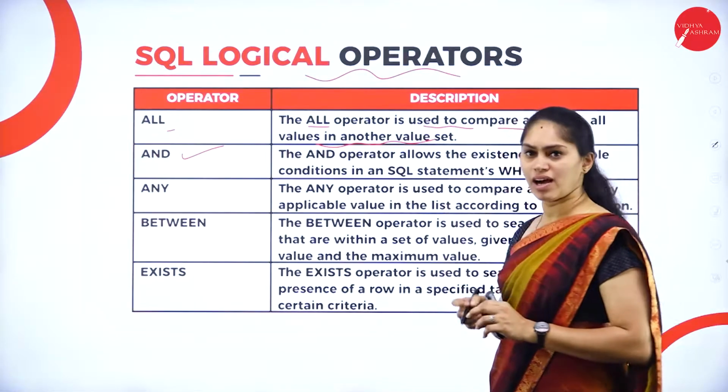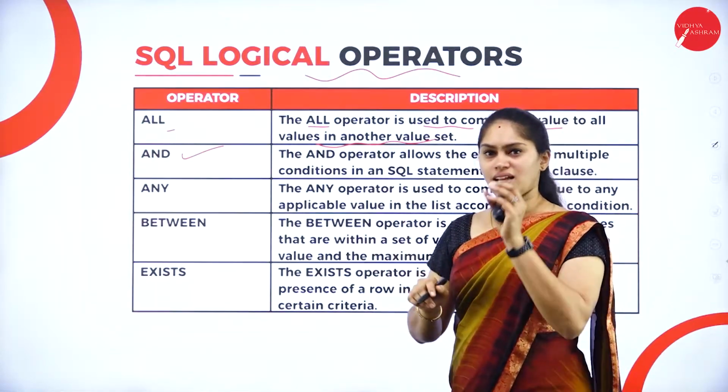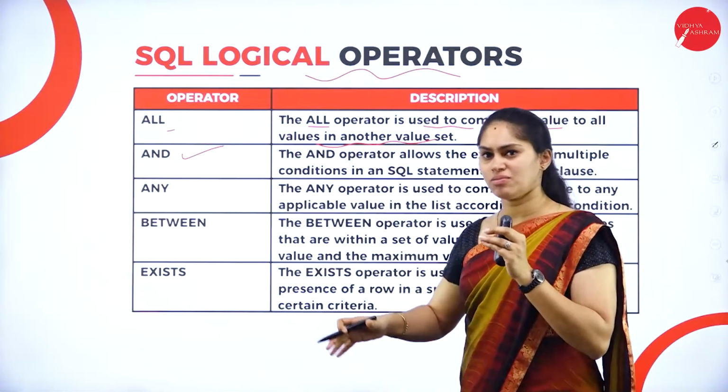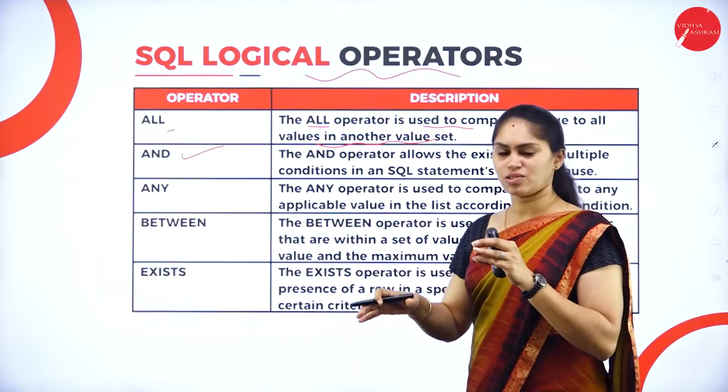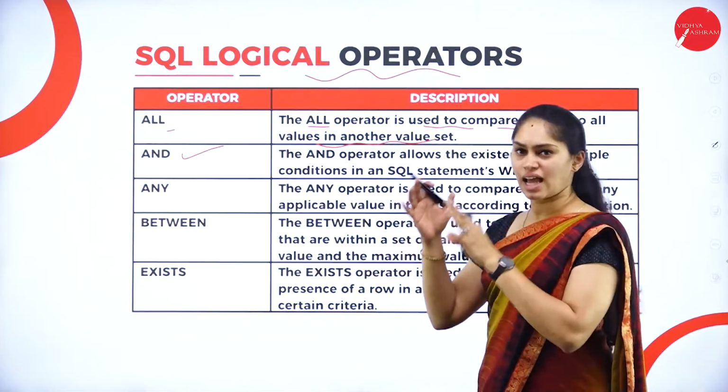When it comes to ALL, the operator is used to compare a value to all the values in another value set. If I have a two value set, then I will compare one value with all the other values. So if any one of them gets matched, then we will say that it is true.